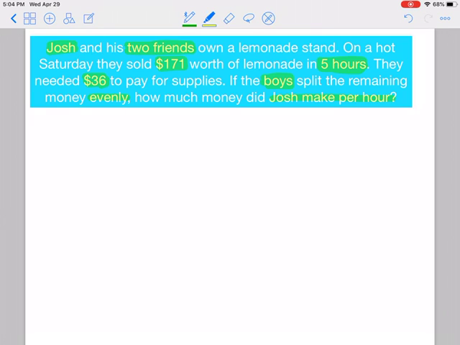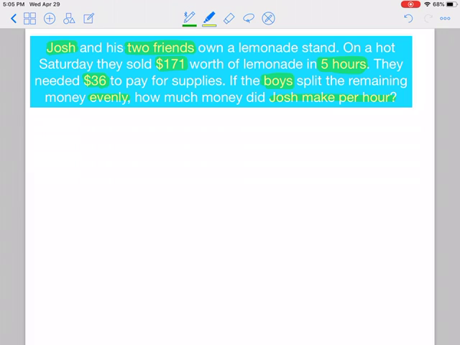So let's try to make sense of all the information that they just told us. We know that there's Josh and his 2 friends, so that's 3 people. They made $171 of lemonade in 5 hours. But that $171 is not all of their profit, which means they didn't get to keep all that money because they used $36 of it to pay for supplies. So what they want to know is, if the boys split the money evenly, how much did Josh make per hour? Not in total, per hour.